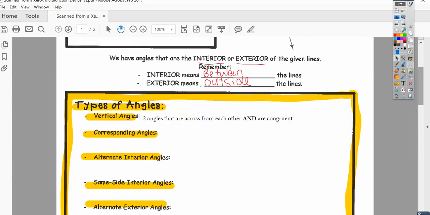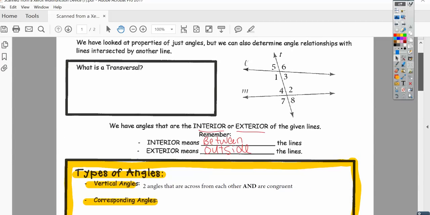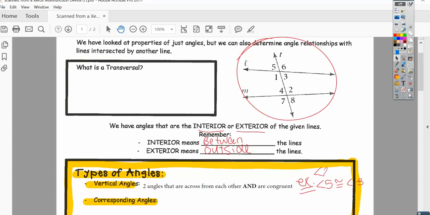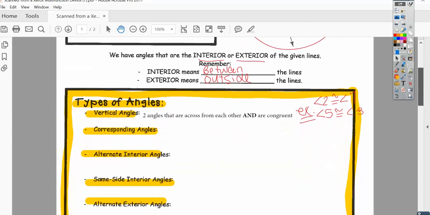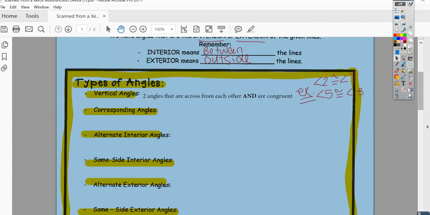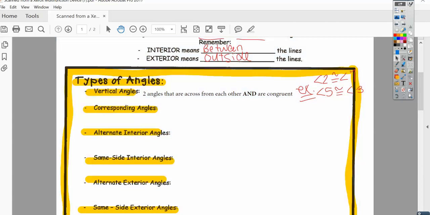So if I come back up and I look at this picture, can you give me some examples of vertical angles? I want some examples. Well, angle 5 is congruent to angle 3 because of vertical angles. What about angle 2? Angle 2 is congruent to angle 7. And I could keep going. I could say 1 and 6, and I could say angle 4 and angle 8. That's what it means for angles to be vertical, which hopefully you're already okay with.